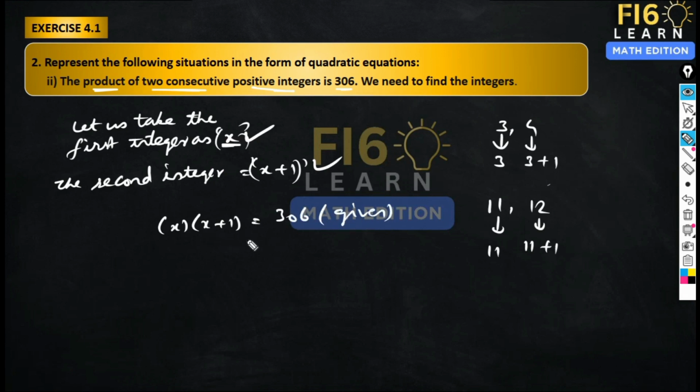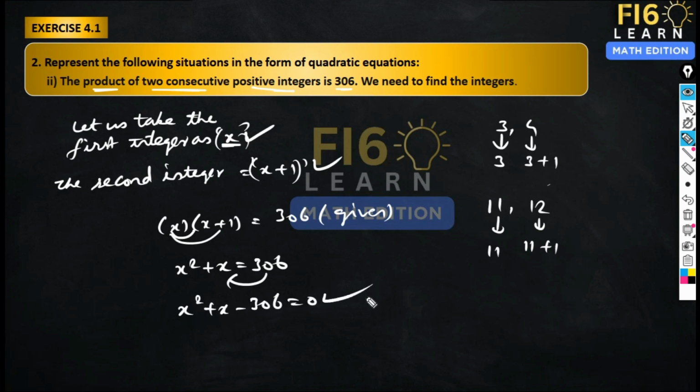Now you can multiply the x inside the bracket, so you will get x into x is x square and x into plus 1 is x, equal to 306. Now you can take 306 to the left side, and you will get x square plus x minus 306 is equal to 0.